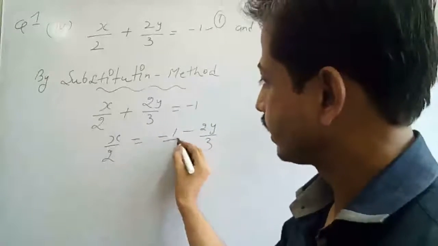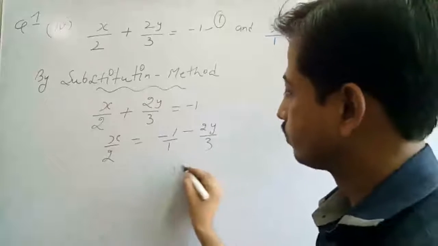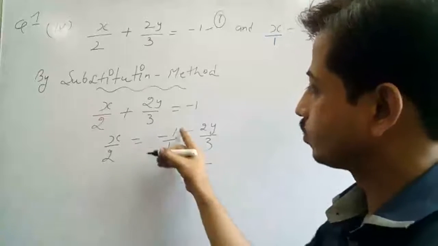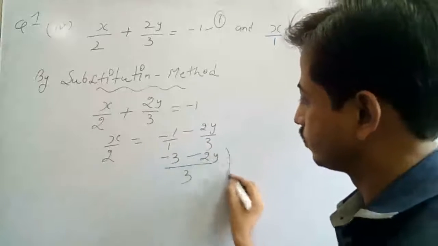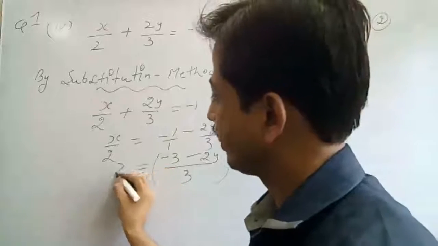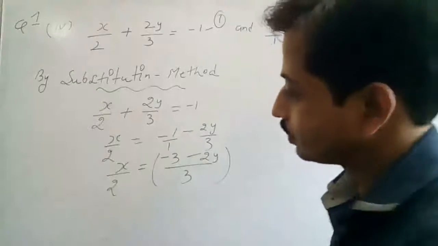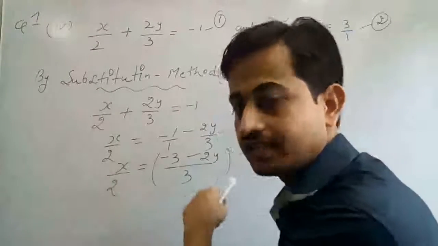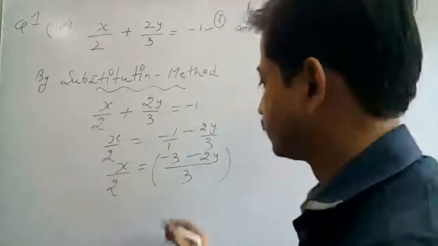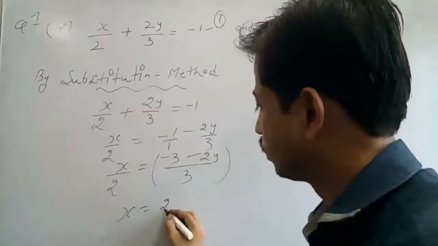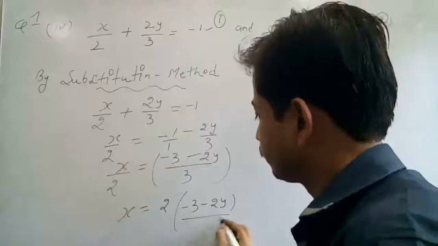Now what we have to do? Take the LCM. 3 into 1 we get 3. 3 into minus 1, minus 3. 1 into 2y, minus 2y, which is equal to x by 2. We have to get the value of x, so that's why I take this to the right hand side, and it is in terms of divide, so it becomes multiply. So we get x is equal to 2 multiply minus 3 minus 2y divided by 3.